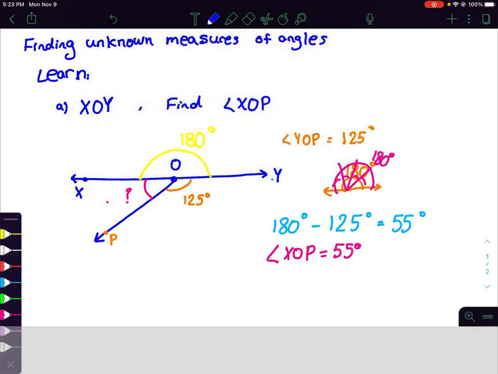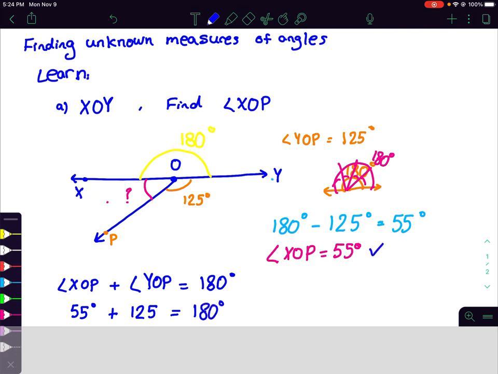So let's check our answers. The way we check, if I add XOP plus the angle YOP, it must give me 180 degrees, because from here you see the yellow line is 180. So let's put in the numbers. XOP, we have 55, plus YOP, we have 125. Yes, we get 180. So this is correct. That's how you can check it very easily.